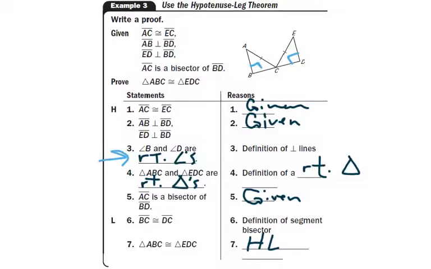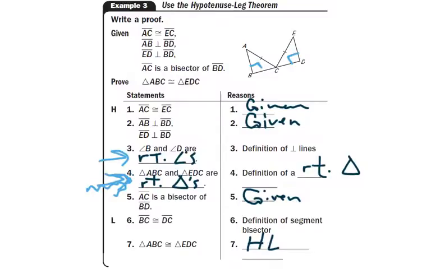So if we have right angles, then I can say that I've got right triangles. Definition of a right triangle has a right angle in it. That's important because if I'm going to use hypotenuse leg, that only applies to right triangles. So I have to say that I am dealing with right triangles. That needs to be in there.